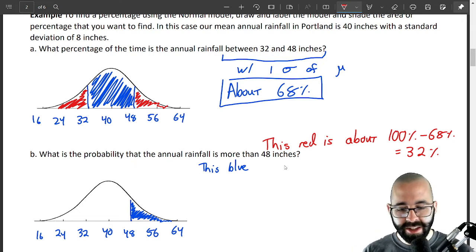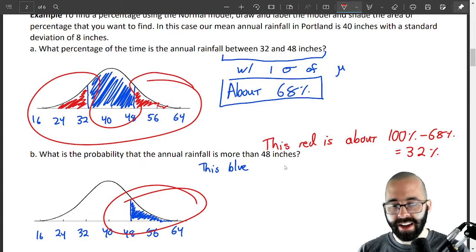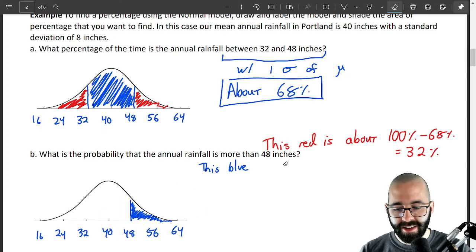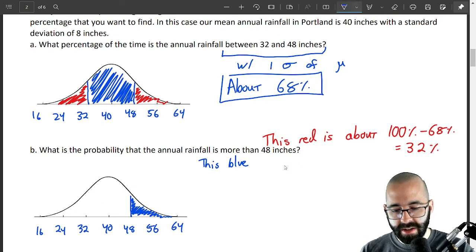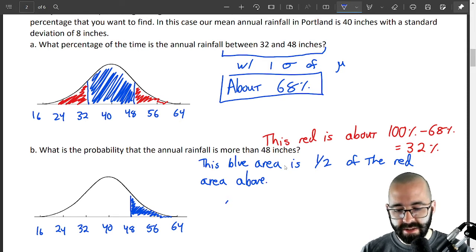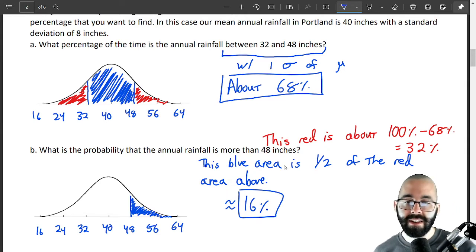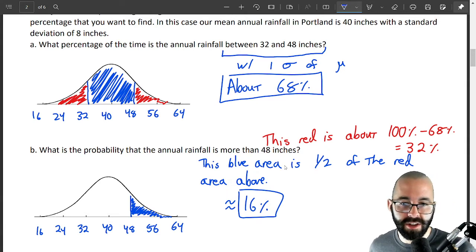Well, what's the relationship between this blue area and this red area? It's half. This blue area is half of the red area. So this blue area is about 16%. About 16% of the data is above 1 standard deviation of the mean.